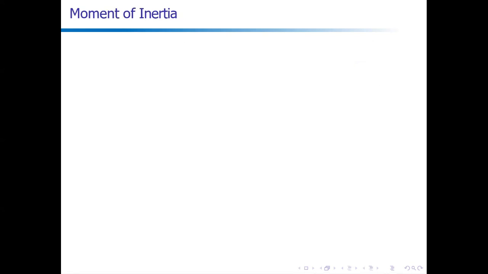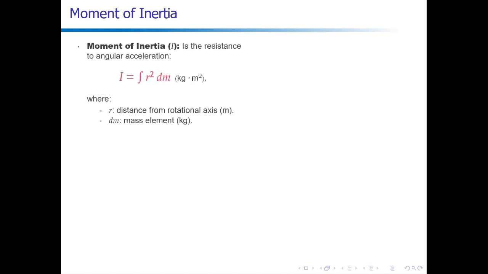Let's now talk about moment of inertia, symbolized by the letter I. It's the rotational equivalent of mass. It tells us how hard it is to make something spin faster or slower. Here is the general formula, where I is equal to the integral of r squared dm. This means we add up the parts of mass, which are weighted by how far away they are from the axis, r. Importantly, the farther the mass is from the axis, the more it contributes to rotational inertia.